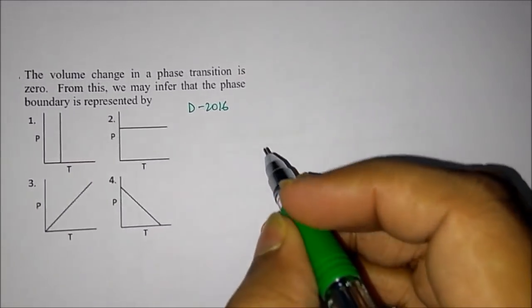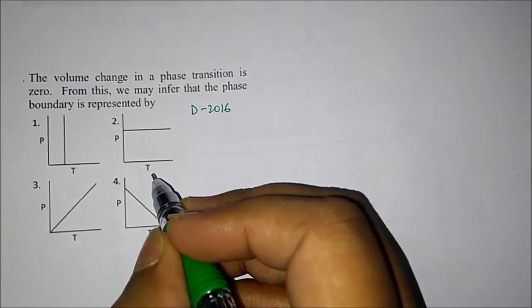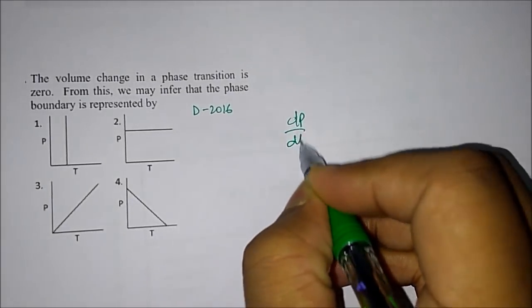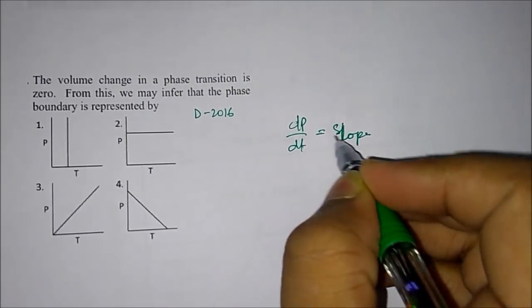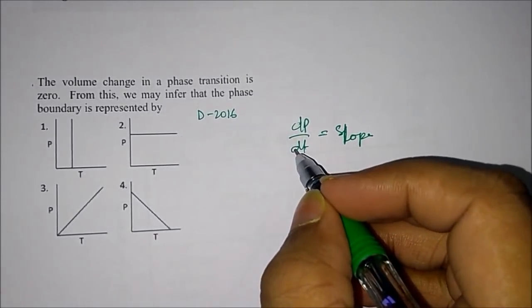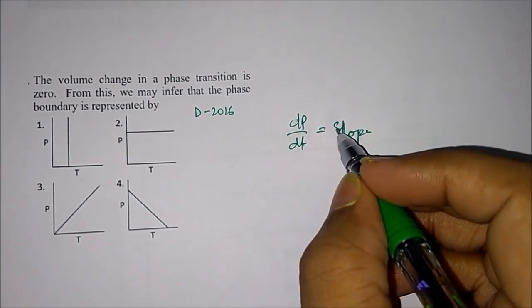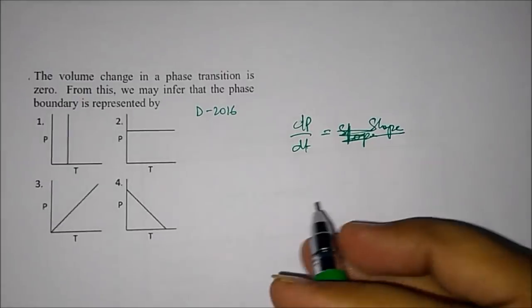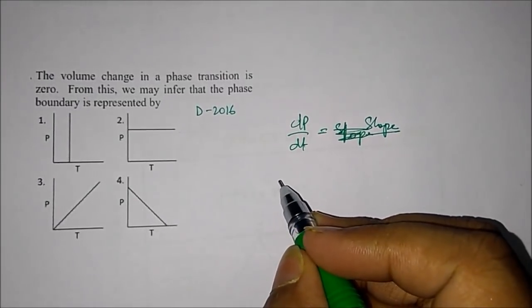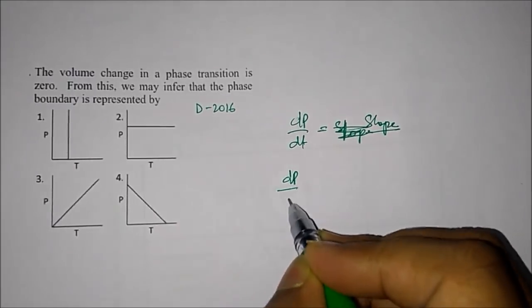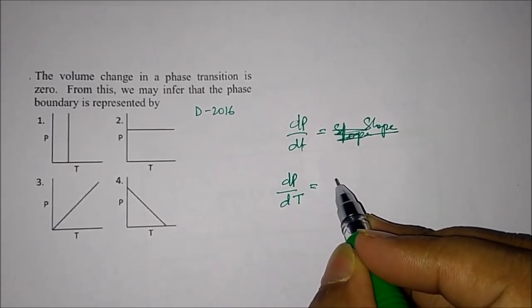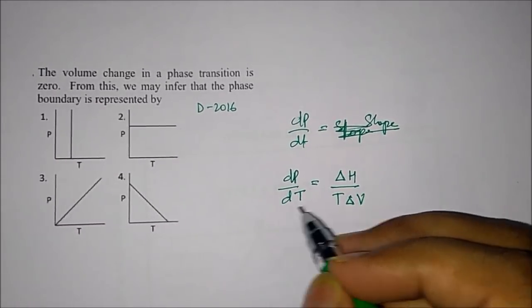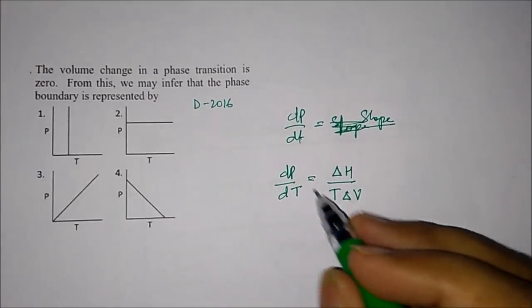All right, so if pressure and temperature are like this, then dP by dT will give you the slope, because change in pressure over change in temperature gives the slope. Okay, so we just have to check the slope of this. Now this question can be done with the help of your Clausius-Clapeyron equation, that is dP by dT is equal to delta H upon T delta V. This was your Clausius-Clapeyron equation, which I talked about earlier.